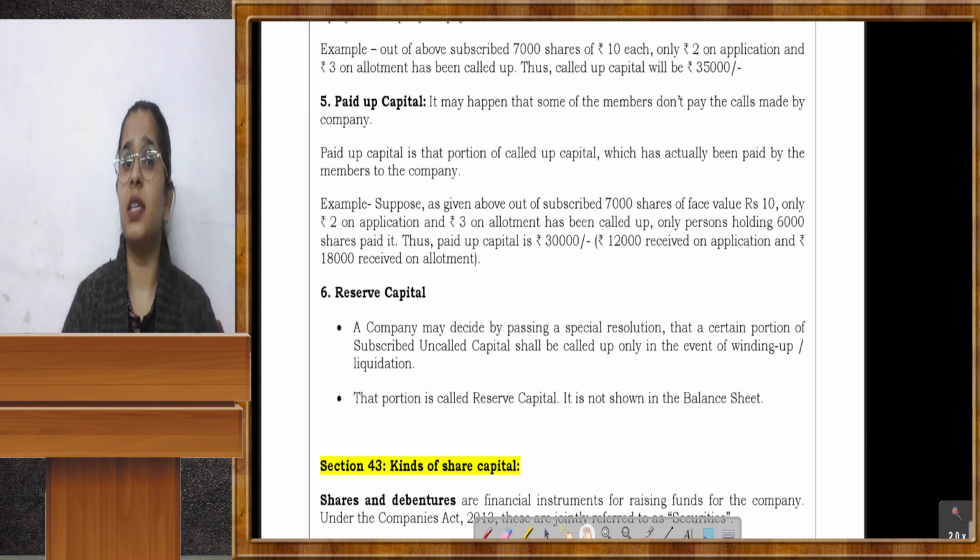Okay, so that is known as reserve capital, that will be called up in the case of emergency only, and it is not shown in the balance sheet. Fine. So this is very important. This is not shown in the balance sheet.